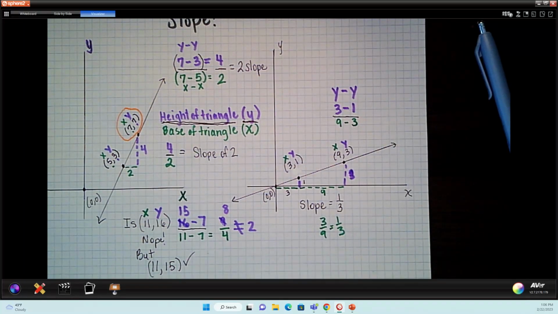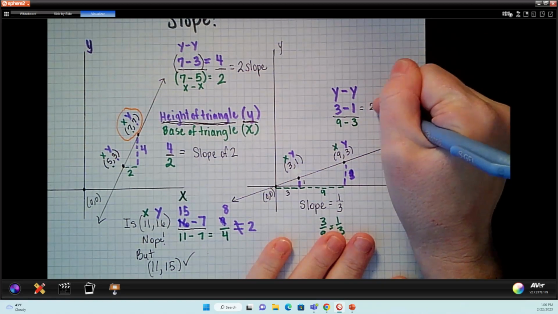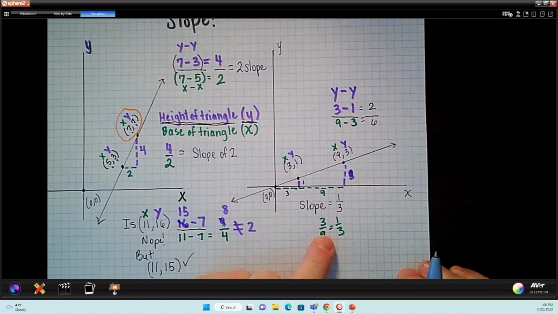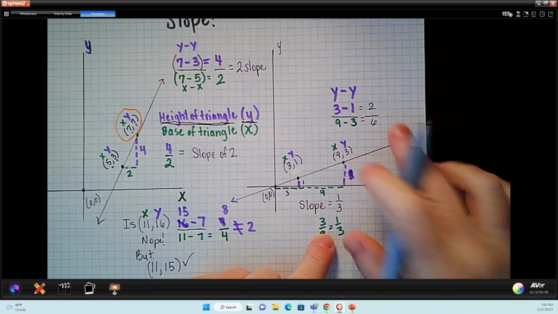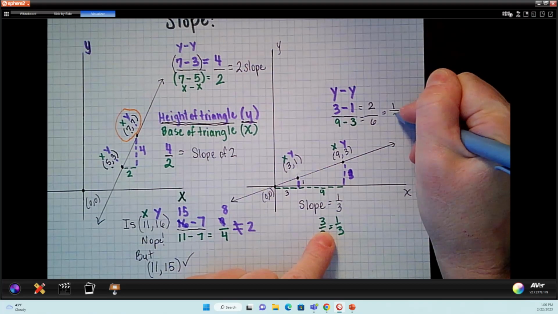Let's see what we get. Okay, so now I'm going to subtract. This is 2. And 9 minus 3 is 6. And you go, wait a minute, Ms. Breen. 2 over 6, that's not 1/3. Oh, but it is. If I simplify this, this is also 1/3.